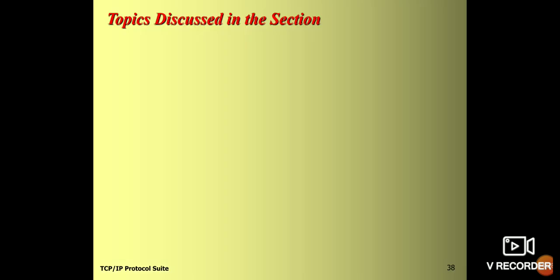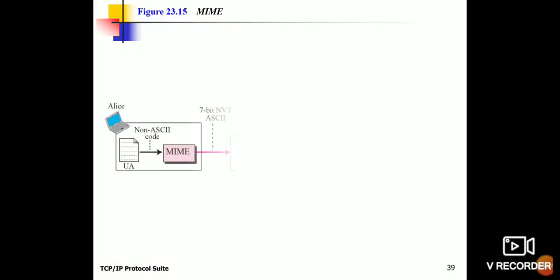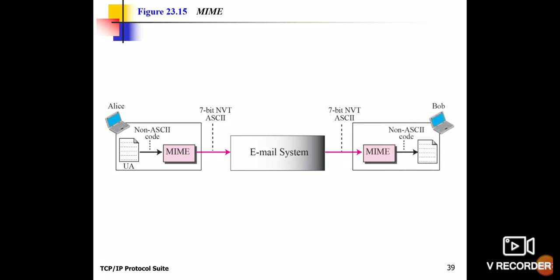Okay, so what are we going to discuss here? We are going to talk about MIME headers. What is MIME going to do for me? I am Alice, and I want to send an email. At the user agent side, I have non-ASCII code, so I use MIME to convert the non-ASCII format into 7-bit ASCII code, and then it is given to the email system.